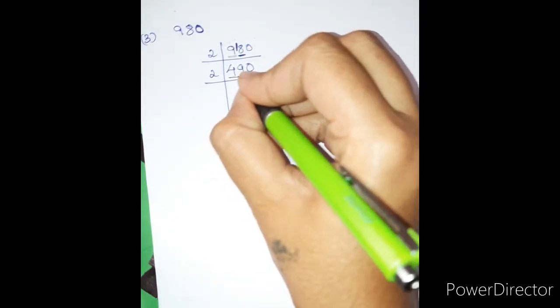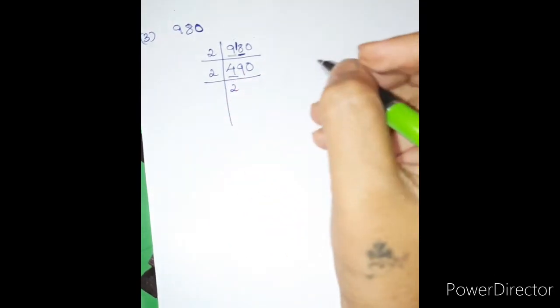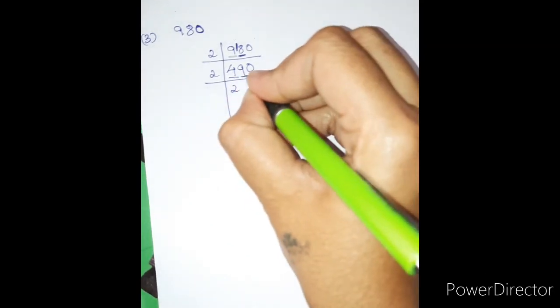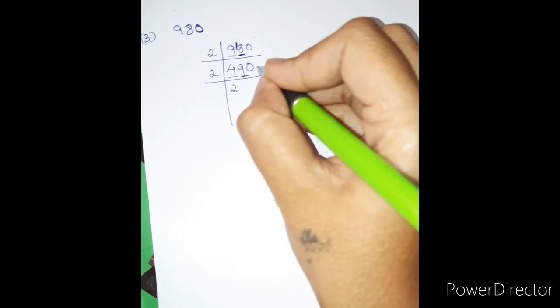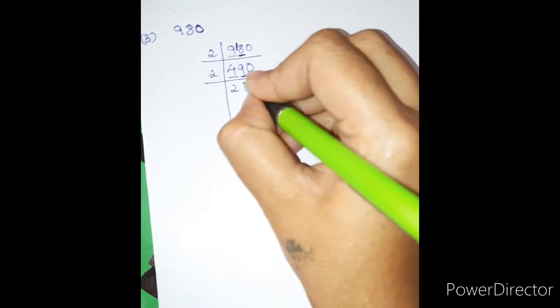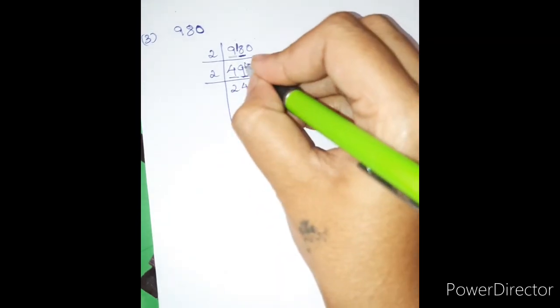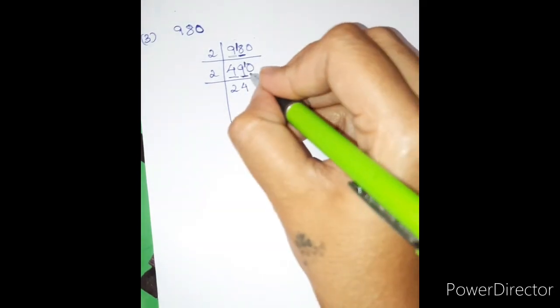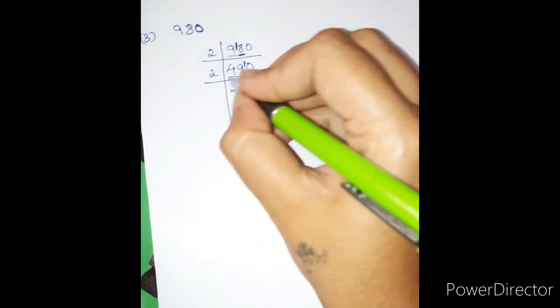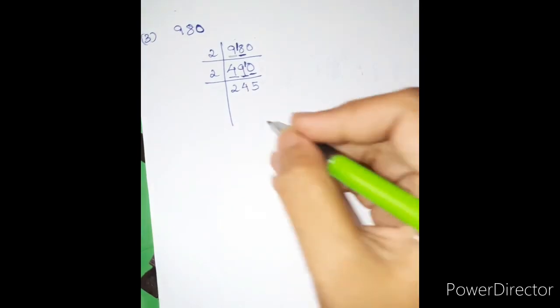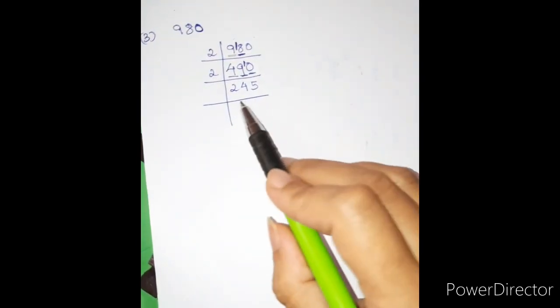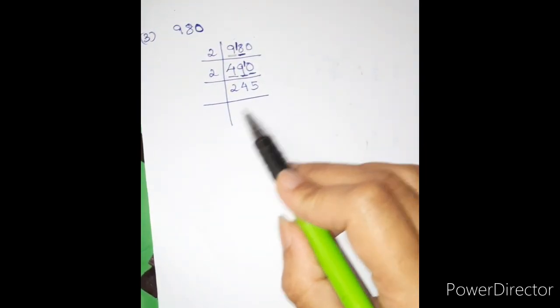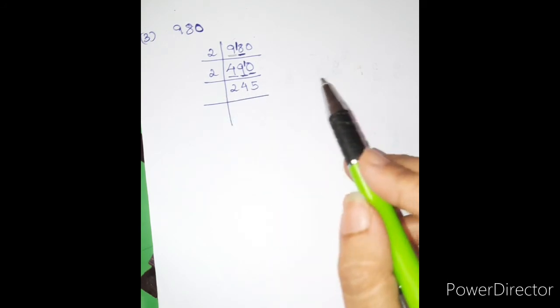2, how many times will go with 4? 2 2s are 4. We have 9 again. We can still give a balance to 0. So 2 4s are 8. Carry 1. That was 9. Now it becomes 10. 2 5s are 10. Now I have 245. 5 is an odd number and the whole thing becomes odd.